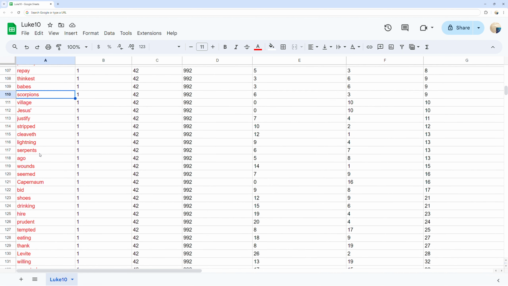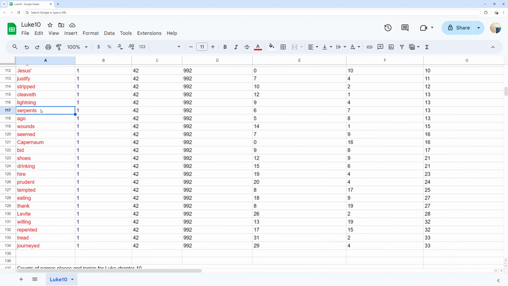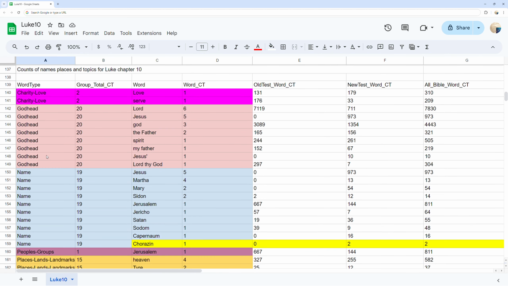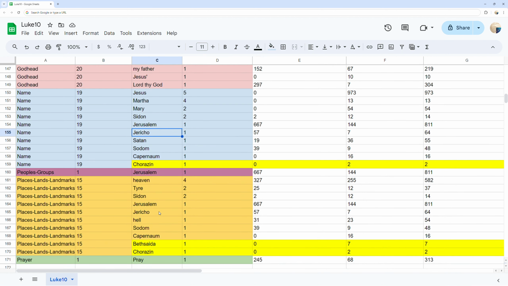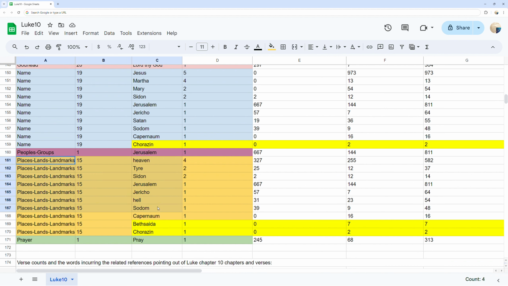Counts of names, places, and topics. You can see different topics, names, and places, as well as their word counts in Luke chapter 10. As well, you can see the large list of names under the topic of name highlighted in blue. You can see 10 places listed at the bottom in orange as places, lands, and landmarks.